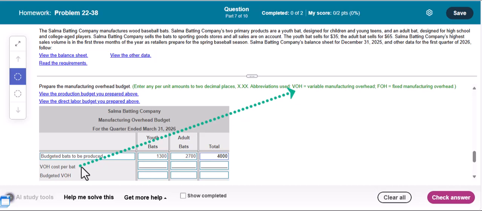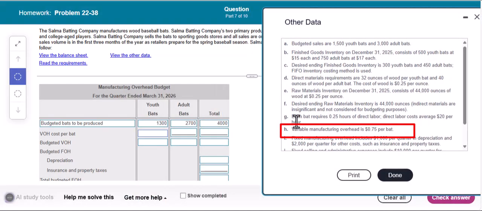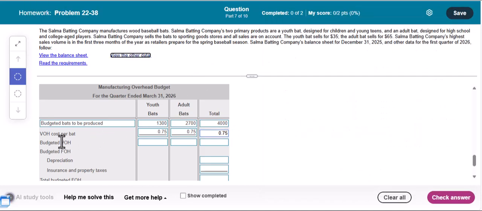So let's see in our additional data box here if we can find the variable overhead information. Let's move this over here. So it says under H, variable manufacturing overhead is 75 cents per batt. So that's going to be for both the youth and the adult batts. And remember, at the end, we are not adding these together. This is just the VOH, the variable overhead cost per batt.